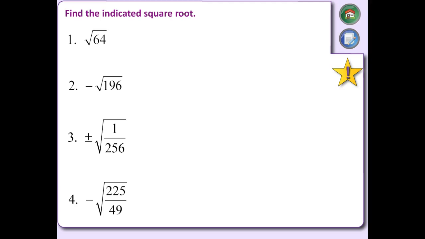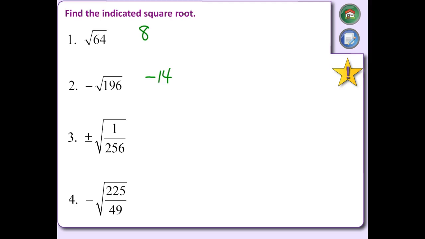Now, if you look at number 1, I want the square root of 64, and you notice there's nothing in front of it, so that means they want the principal root or the positive root, and so we would say, okay, square root of 64 is 8. If you look at number 2, did you notice there's a minus sign in front of there? So that means they want the negative root of 196. And so the negative root of 196 is negative 14. The square root of 196 is 14. Could be positive 14 or negative 14, and they want the negative root.